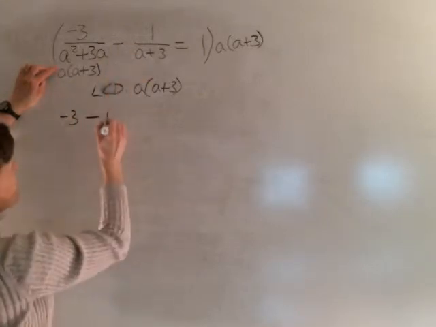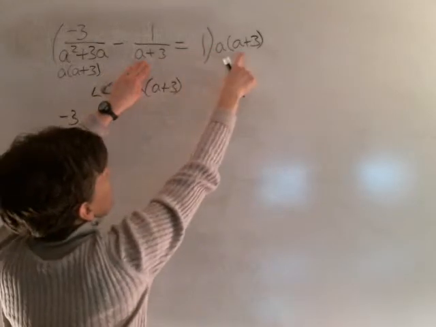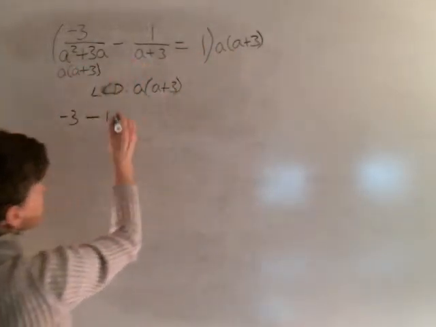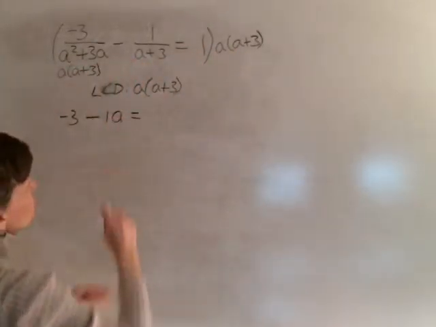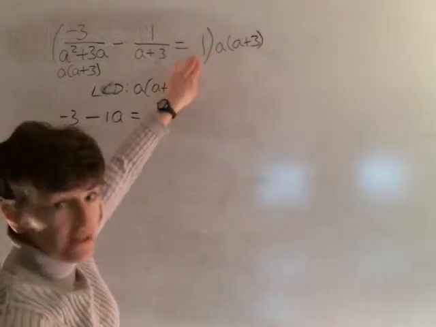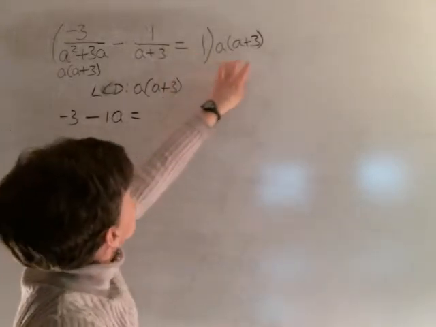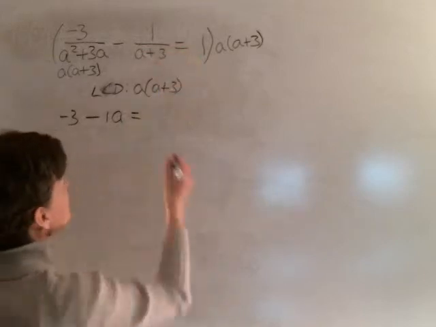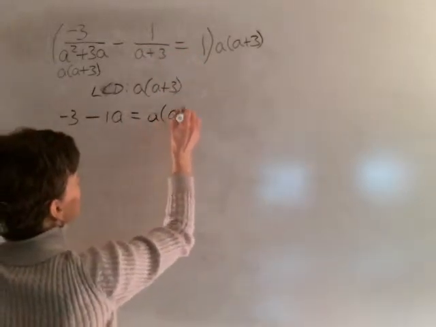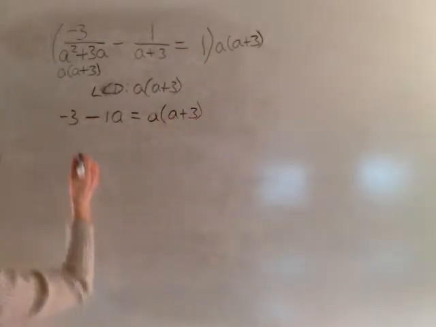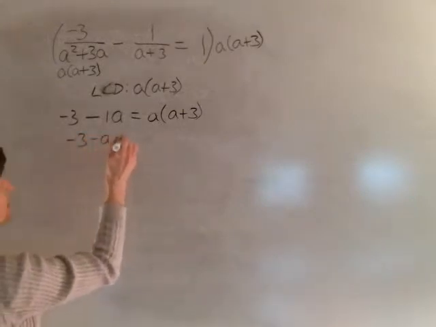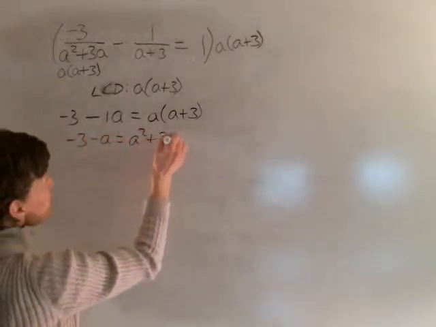Now with this one, I have minus 1. The a plus 3's cancel, but the a does not, so I have an a, equals, and then when I multiply this by the 1, don't forget to multiply by your constants. When I multiply this by 1, nothing cancels, so I just have a times a plus 3. All right, so we have minus 3 minus a equals a squared plus 3a.